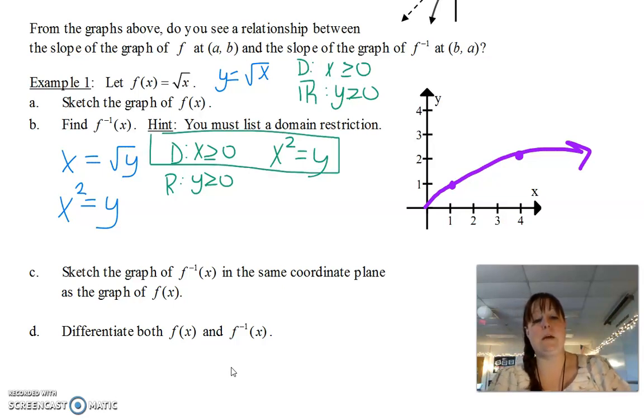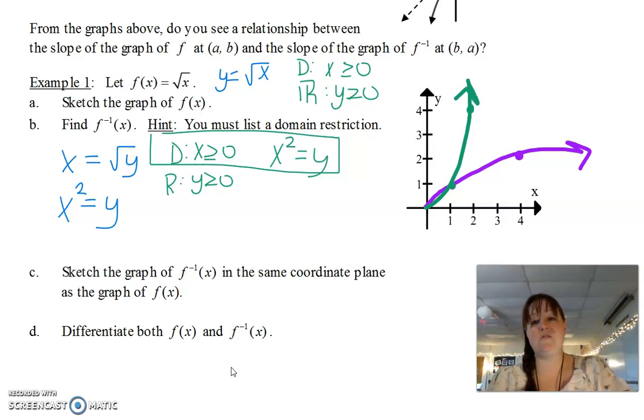Okay, now we're going to sketch the graph on the same coordinate plane. So this is a regular parabola, but just the right half of it. Just going to go through that point right there. I'm going to 2, 4, right there.